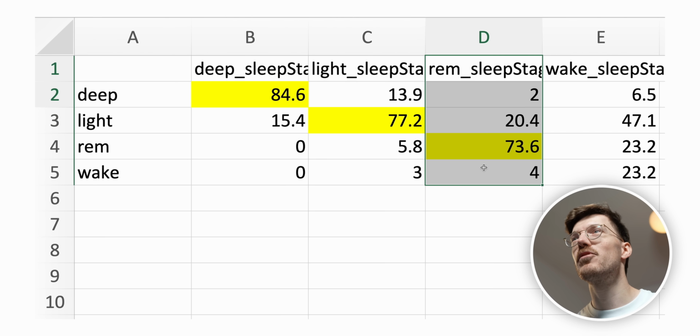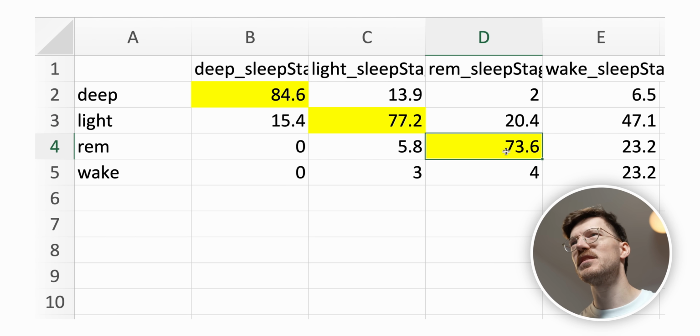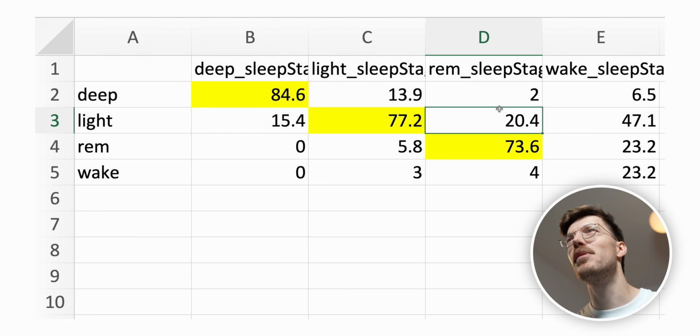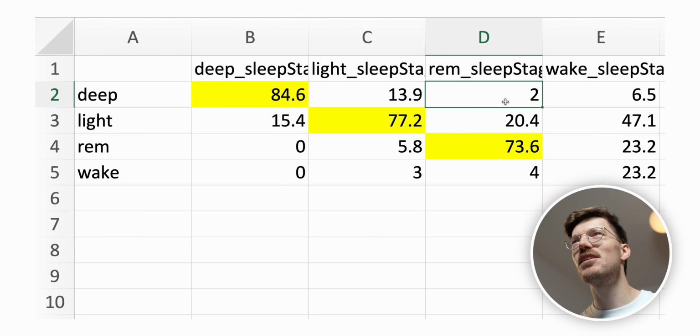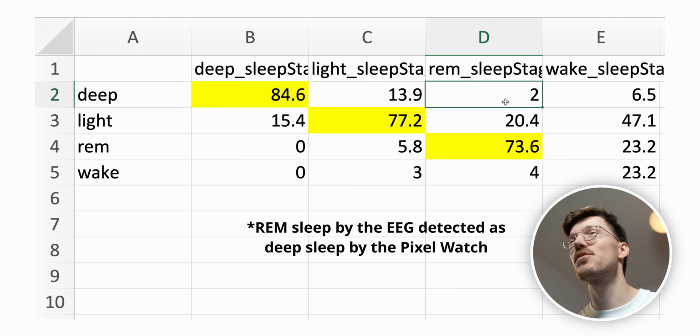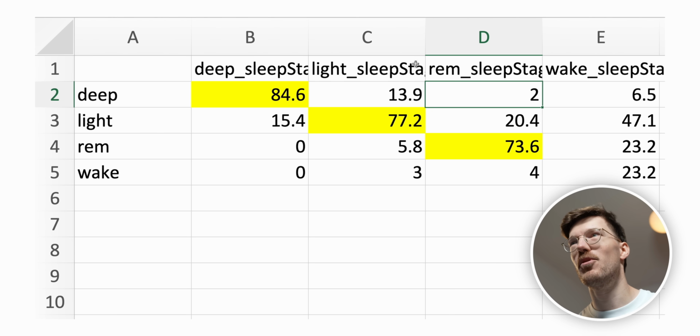And then REM sleep agreement is still pretty good, a few percentage points lower, but this is just by random chance, I suspect. And almost all confusion was with light sleep. Here there was about 2% of what was deep sleep according to the reference being detected as REM sleep by the Pixel Watch 3. But that's really a small amount. So overall, basically the same result for both of the models that I wore.